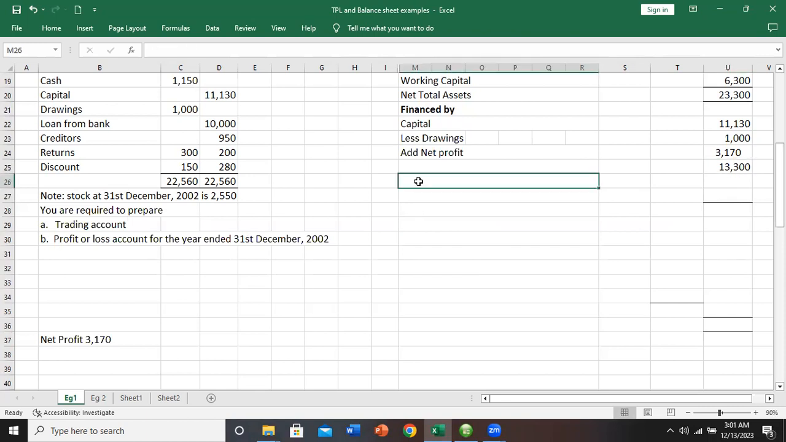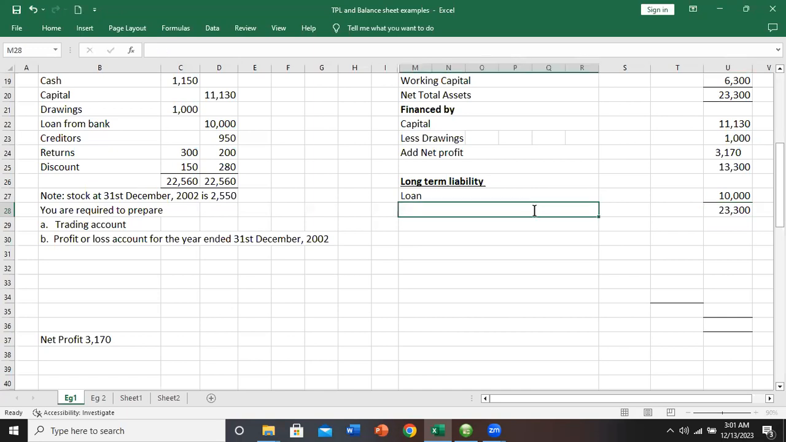Then you are left with the last one, which is the long-term liability. In this question, there is a long-term liability, which is the loan. The loan, which is 10,000 cedis. So you add the 10,000 cedis to it. And my dear, you would get 23,300. And that is equal to the net total assets. And that figure is called the capital employed.